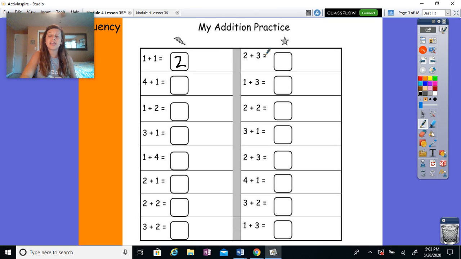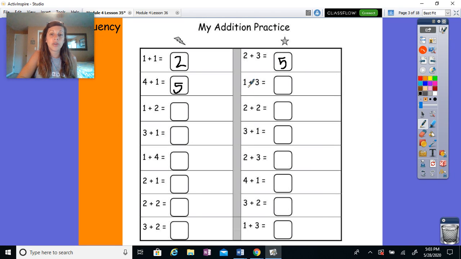2 plus 3 equals. 1, 2, 3, 4, 5. 2 plus 3 equals 5. We're going to do 2 more on this page. 4 plus 1 equals. Well, what comes after 4? 4, 5. 4 plus 1 equals 5.